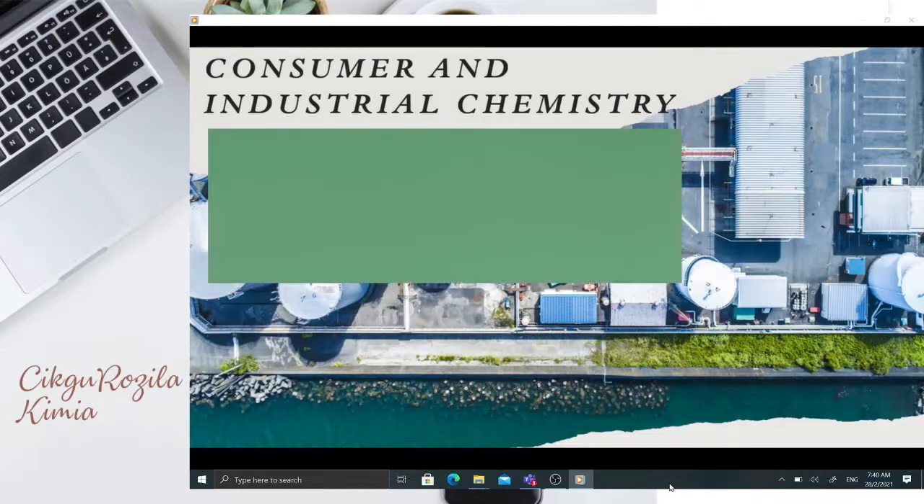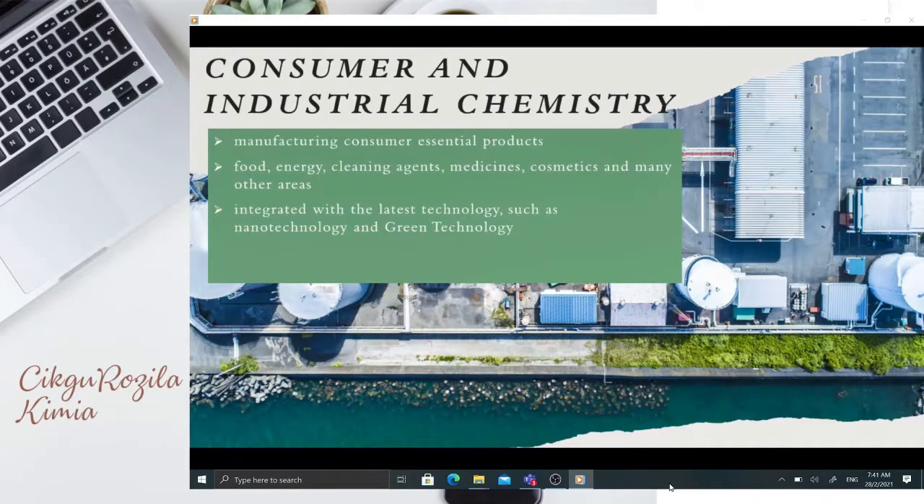Today we are going to further our lesson into chapter 5, which is Consumer and Industrial Chemistry. In this chapter, we are going to learn about manufacturing consumer essential products, where the products cover food, energy, cleaning agents, medicines, cosmetics, and many other areas. These products are integrated with the latest technology, such as nanotechnology and green technology. This technology asks us to use energy more efficiently, effectively, and in an environmentally friendly way.